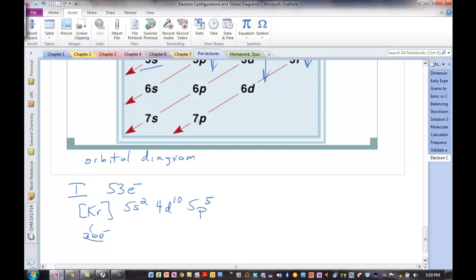And if you count now, krypton represents 36. 2 more would be 38. 10 more would be 48. 5 more, 53. There you go.